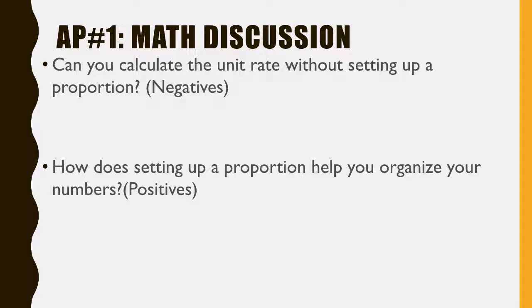The question for negatives: How can you calculate the unit rate without setting up a proportion? Talk to your partner about this now. Remember, only negatives should be talking, positives should be listening. Okay, wrap up your thought in about 10 seconds.